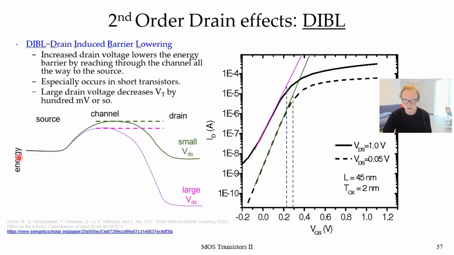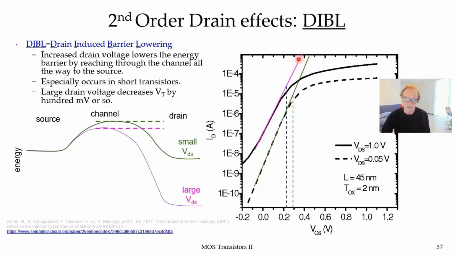So here you can see the energy diagram of the band edge again at the source, channel, and drain for two different drain source voltages. This is small VDS, and so you have a potential barrier that looks kind of like this. But when you have a large VDS, the depletion region gets so wide that it reaches through all the way to the source, and it lowers the height of this barrier here. Right? So now normally it should be only the gate that controls the height of the barrier, but in this case the drain actually controls the height of the barrier too.